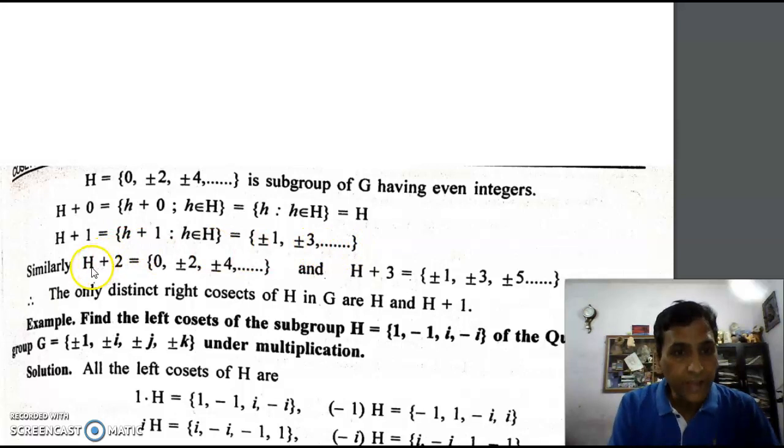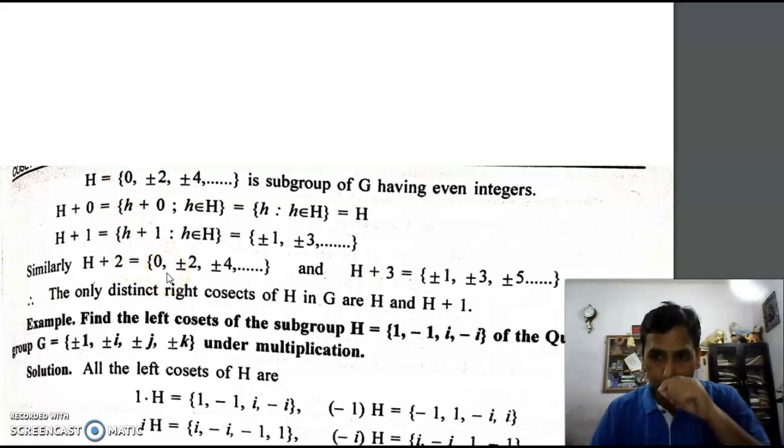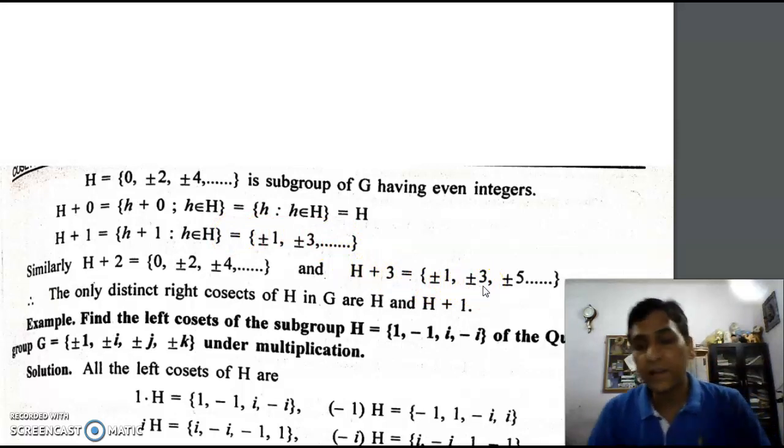Then next coset, H plus 2. 2 is an even number, so it becomes 2 plus 2 is 4, minus 2 plus 2 is 0, 0 plus 2 is 2. So it becomes 0, plus minus 2, and so on, right? So they are even integers, and these are odd integers. Then H plus 3, again I will get all odd integers, and next H plus 4 I will get even integers.